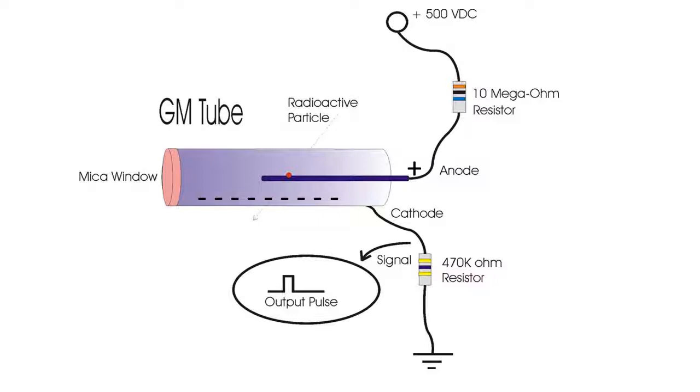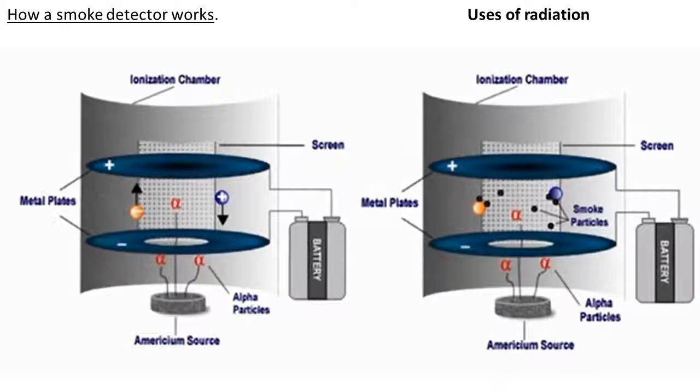And if you don't put a source up to it, if you just hold it up in the air, it will beep. Why? Because there is background radiation all around us and there's nothing we can do about it. Let's move on to some uses of radiation.